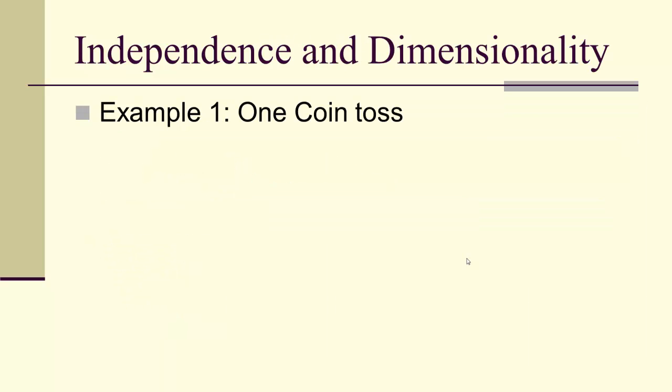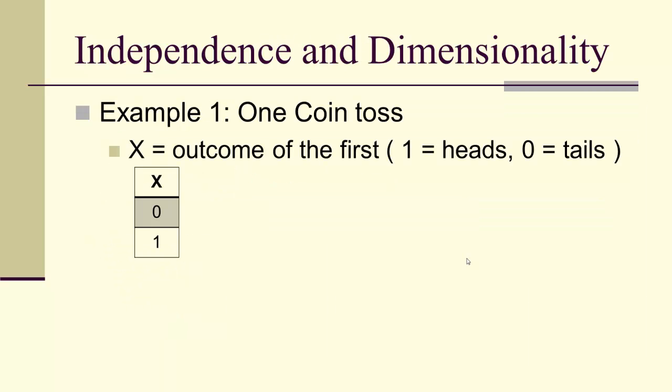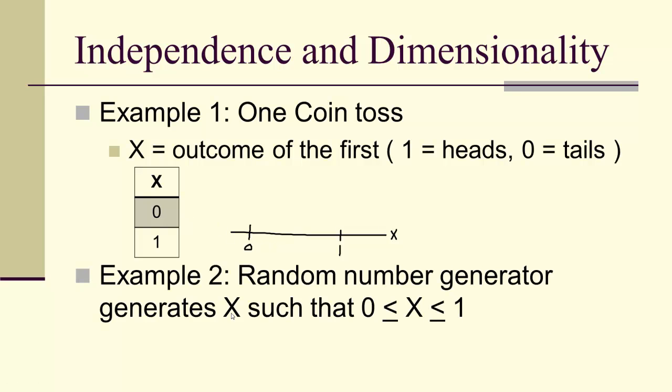Here's an example. Let's suppose we toss a coin. If we say 1 is heads and 0 is tails, and X is the factor describing this feature of the coin toss, then all we need are these 2 points to characterize the 0, 1. If we had a random number generator, it would generate an entire continuum of points. However, it's still just one-dimensional.